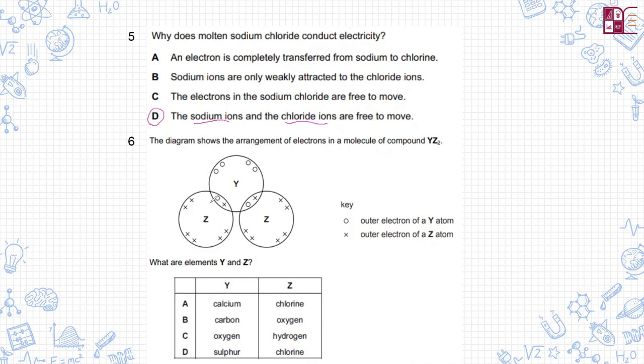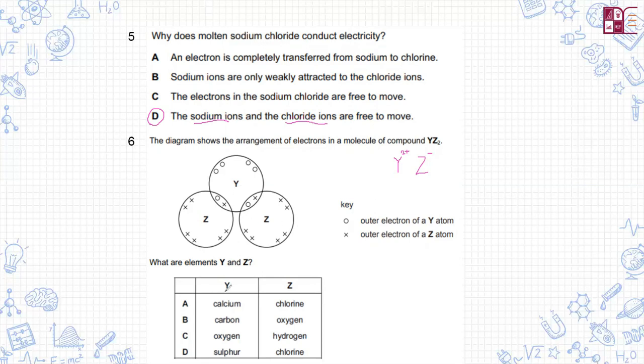Then coming to this question, the diagram shows the arrangement of electrons in a molecule of compound YZ2. So YZ2 means, if I switch this over, the 2 will come here as a plus, and it's going to be minus, right? Y will always have the positive charge because it is a metal, and Z is the non-metal, so it will have the negative charge, right? So Y2 plus and Z minus.